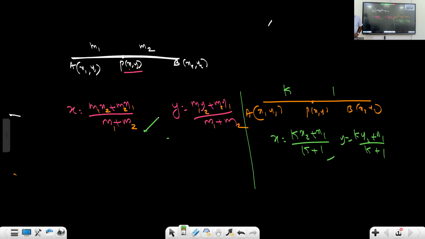Next line. One more note is there. Can you tell me what the one more note is? Midpoint. And the midpoint of AB.